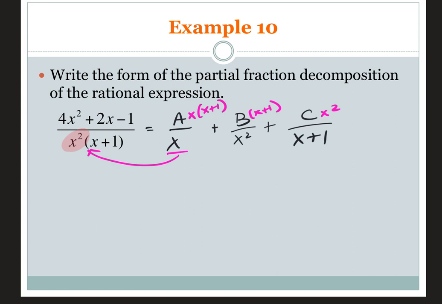So now we ignore the bottom and we focus on just our numerators. 4x squared plus 2x minus 1 equals ax times x plus 1 plus b times x plus 1 plus c x squared.